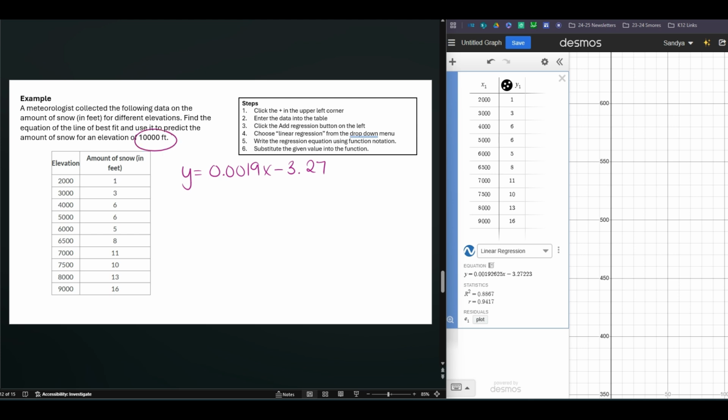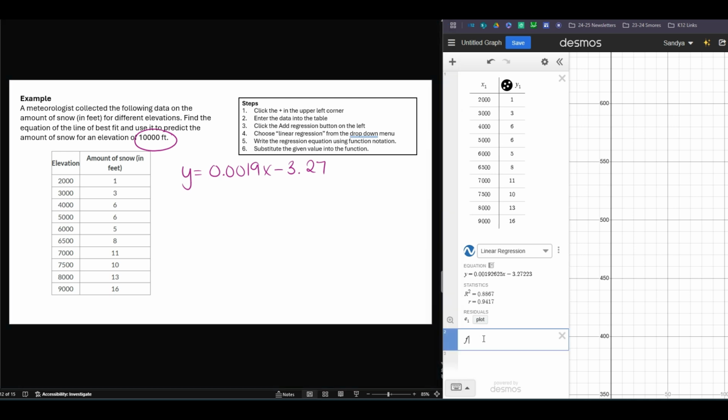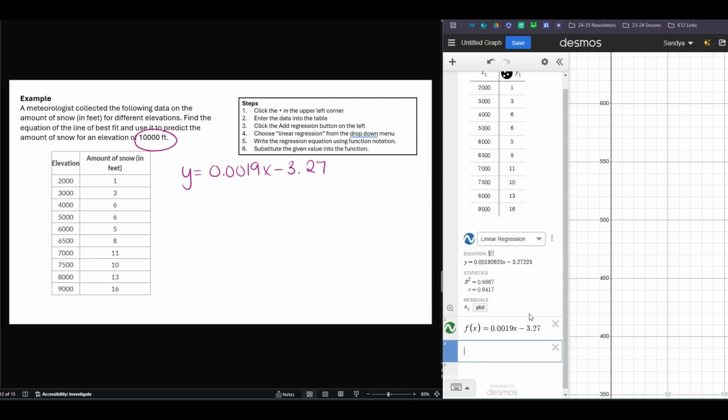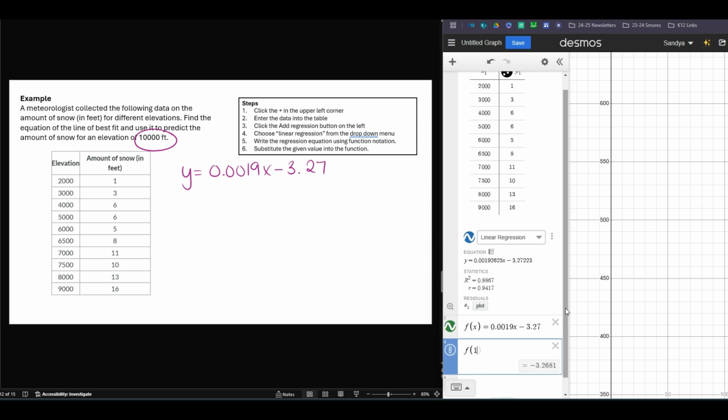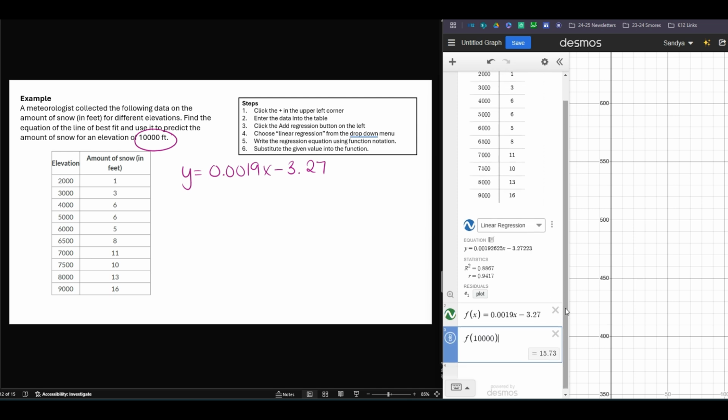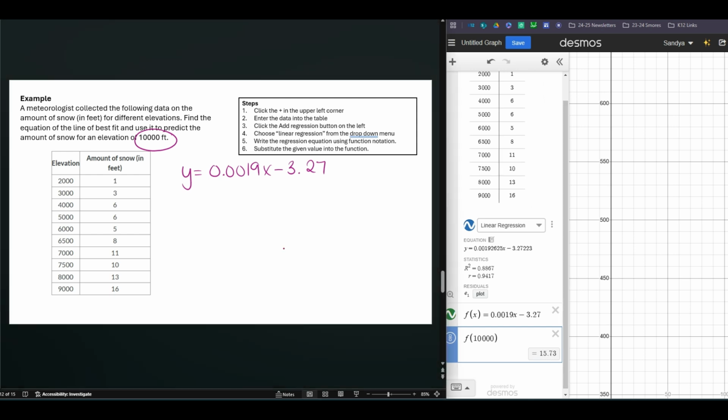Here it says predict the value at 10,000 feet. So I'm going to rewrite this equation using f of x. So I have f of x equals 0.0019x minus 3.27. And then I'm going to replace x with 10,000. So I have f of 10,000 now. And you can see it tells me 15.73. I'm just going to round to the nearest whole number because it looks like that's what they've done in this table. So I'm going to say that this is about 16 feet of snow at an elevation of 10,000 feet.